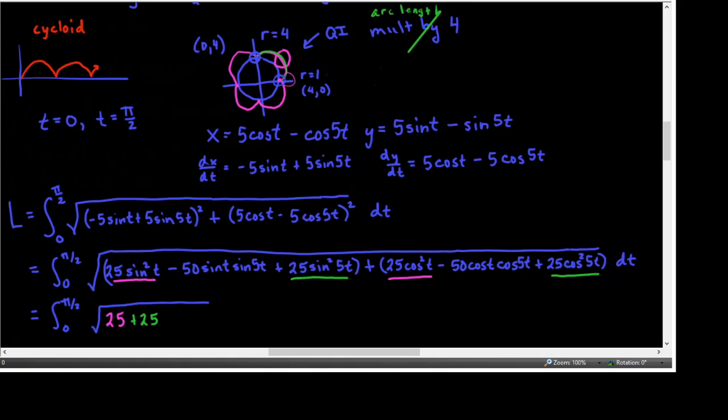All right. Then, let me see. I need to make this a little bit longer, I think. Then for these two, they have a common factor of -50. So let me pull that out. Sine t sine of 5t plus cosine t cosine of 5t, dt.